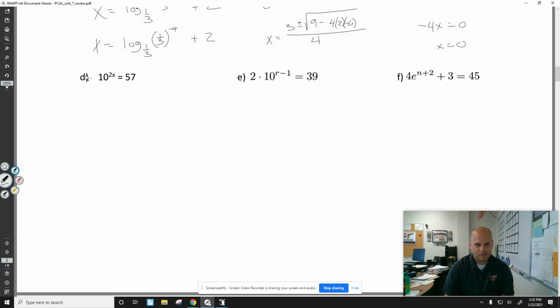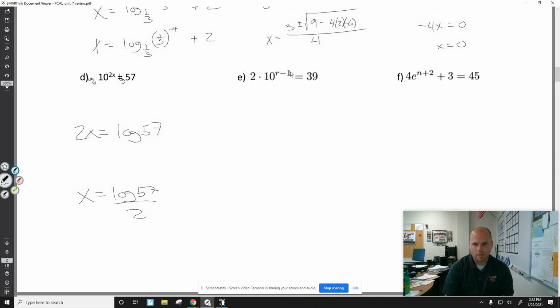10 to the power, take the log base 10 of both sides. That's log base 10, or just log. So you cancel that, you get 2x equals log 57 divided by 2. You can type that into your calculator. I'm not going to do that.